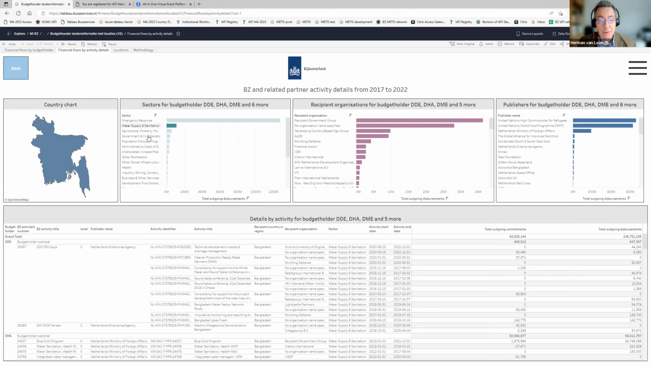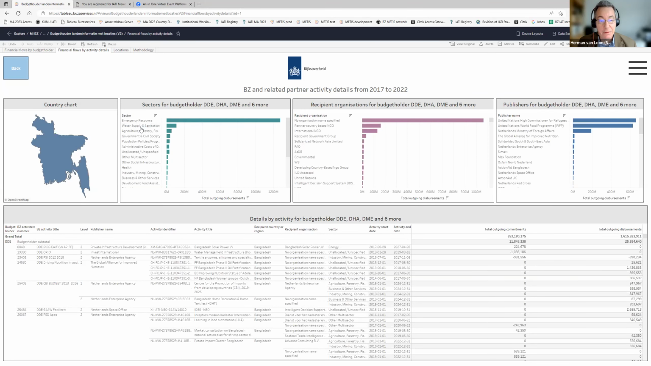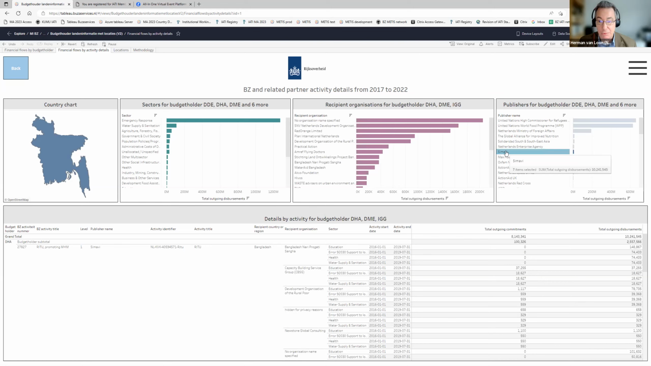We should stress that this is, like you said, direct and indirect. This is direct and indirect. Yes, it's also our direct funding, but also our indirect funding. And you can also zoom in and say, okay, I want to see all activities from a certain publisher which we are funding. And that's basically the same principle.